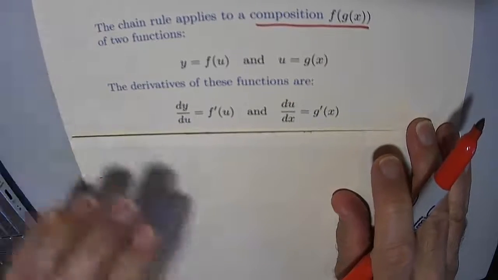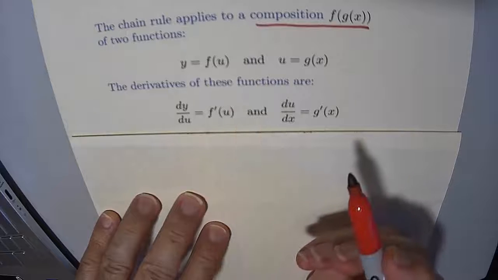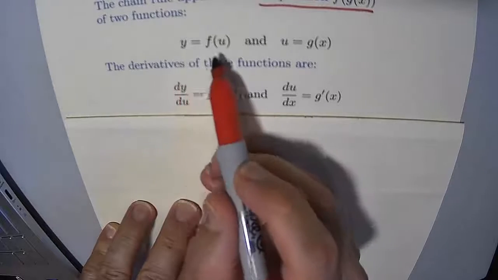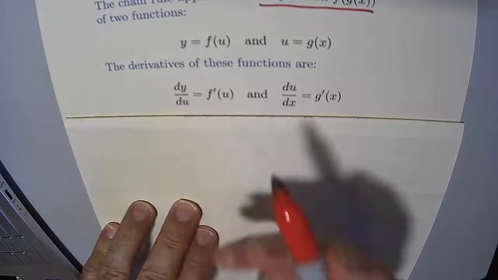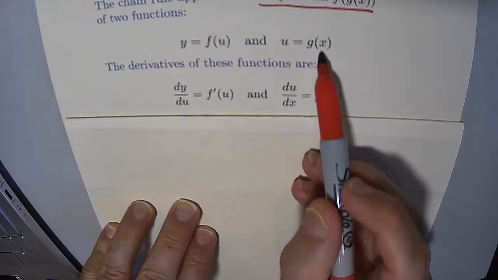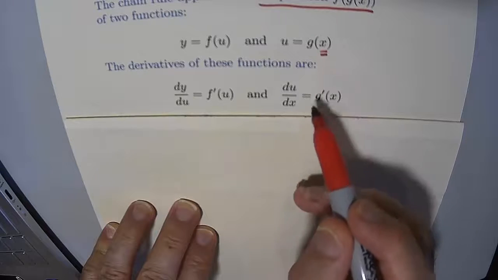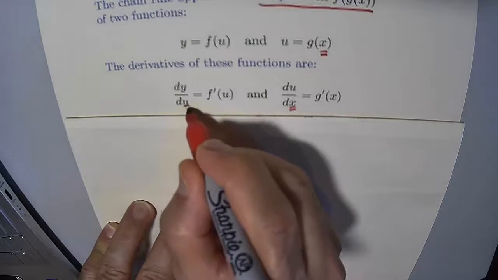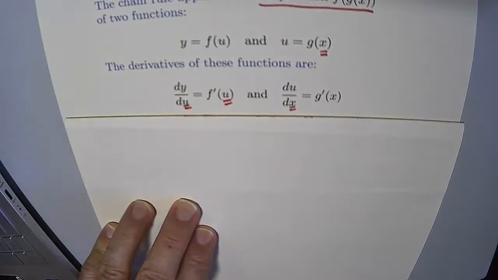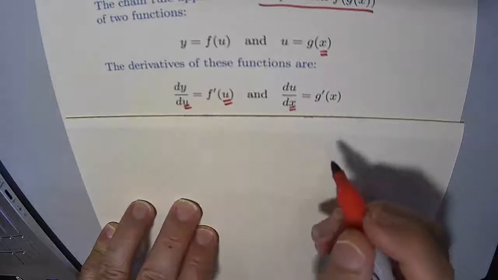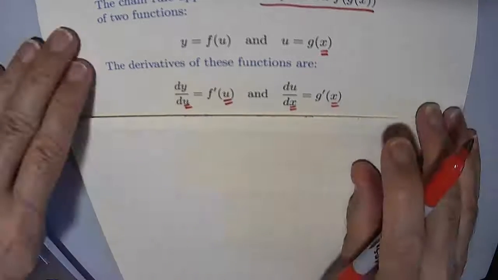And we notice that the derivatives of each of these two functions can be done separately with respect to their own variables. Derivative of y with respect to the variable u is just the ordinary derivative f prime of u, and similarly derivative of u with respect to its variable x is du dx, or g prime of x, again the ordinary derivative. So it's important to realize that we are looking at different variables: u in the outside case and x in the inside case.